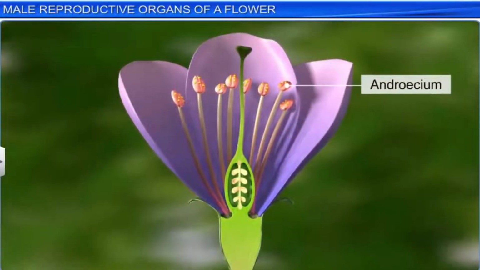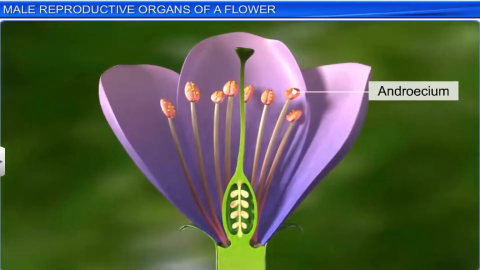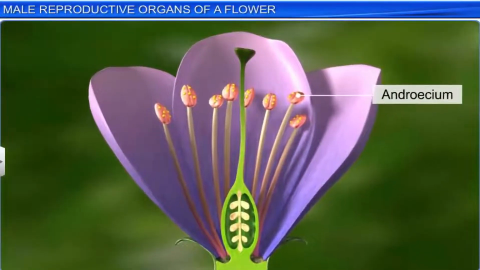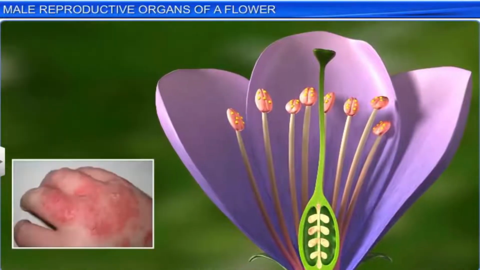Pollen, formed inside the stamen, plays an important role in plant propagation and also serves as a source of nutrition, although in some cases it may trigger allergies.